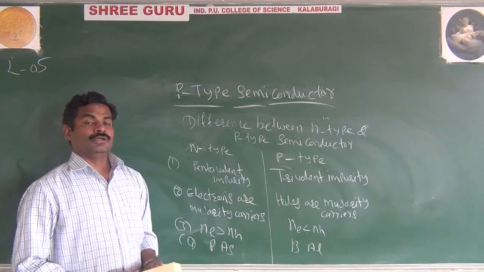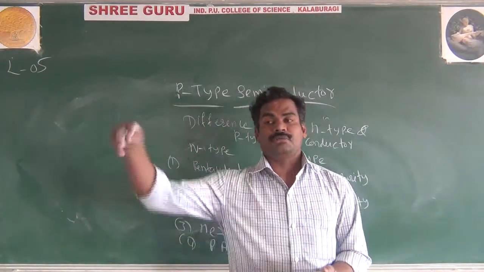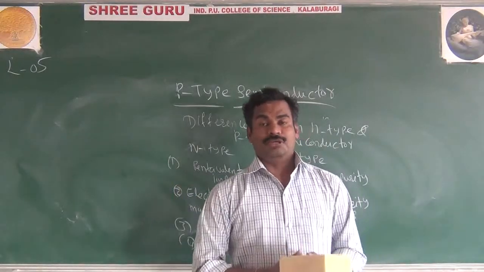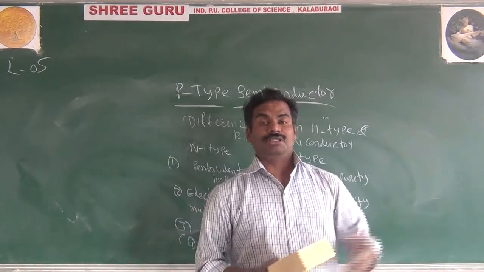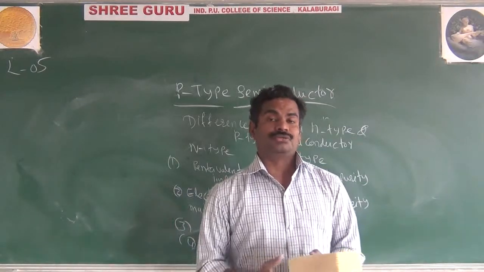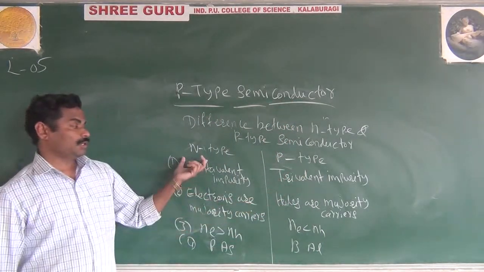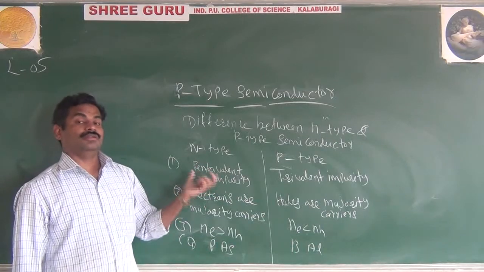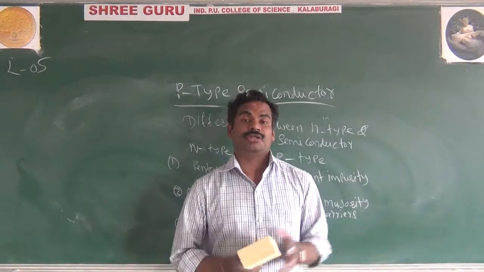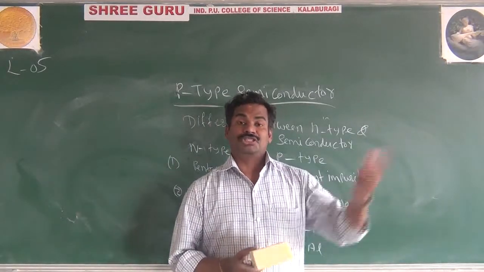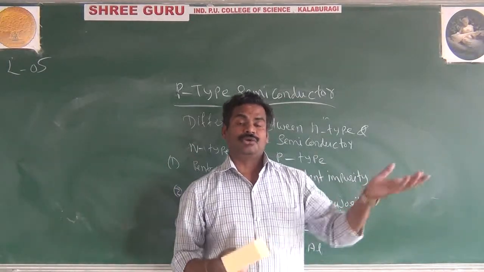This is about the N-type and P-type semiconductor. No doubt, it may be the N-type semiconductor or it may be P-type semiconductor, they are electrically neutral. Here in P-type semiconductor, holes are the majority carriers, but in N-type semiconductor, electrons are majority carriers. Still, the N-type semiconductor or the P-type semiconductor, they are called neutral. Why are they called neutral? Because the impurity we are adding is neutral. For example, arsenic or boron, they are all neutral.